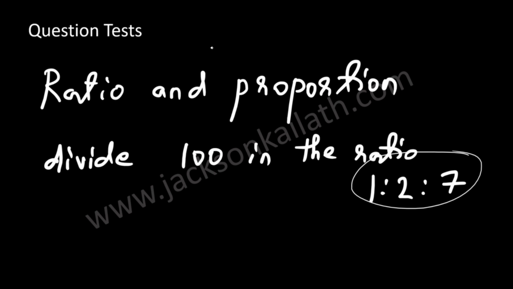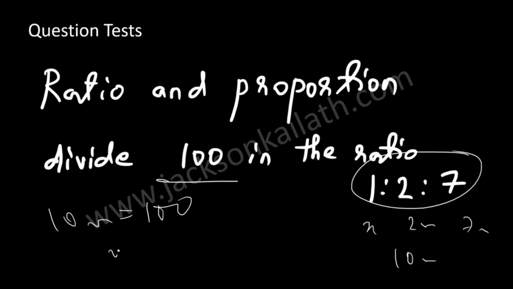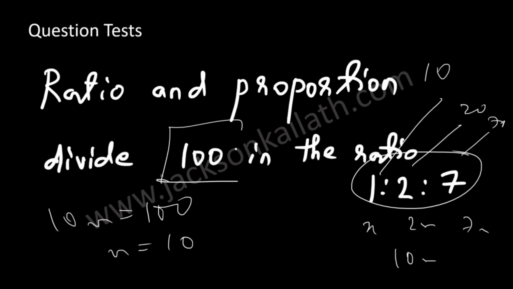But let's say you're asked to divide 100 in the ratio 1:2:7. So how would you do it? So this is X, this is 2X, this is 7X. So the total is 7 plus 2 plus 1, which is 10X, right? So 10X is equal to 100 and X would be equal to 10. So over here, this is 10, 2X is 20 and 7X is 70. So you should know to divide any number into any proportion.